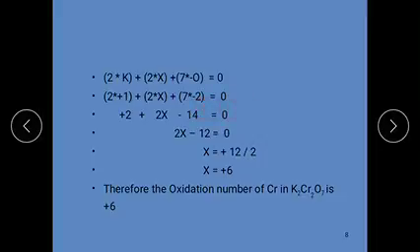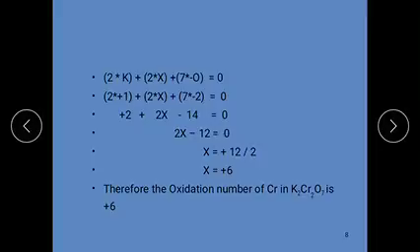Then 2 into plus 1 equals plus 2, plus 2x, minus 7 into 2, which is minus 14, equals 0. Then 2x minus 12 equals 0. So 2x equals 12, then x equals 12 by 2, so x equals plus 6.